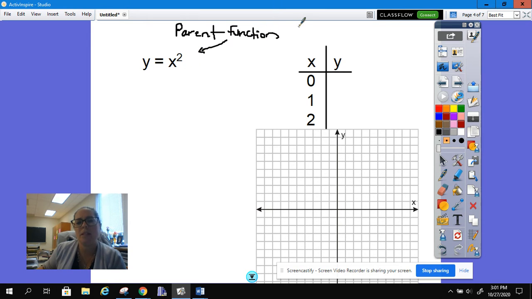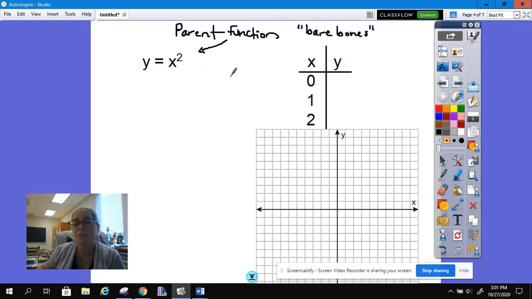And some people say that this is the bare bones equation, where there is nothing to it except for what makes this a quadratic function, which is the square. So when you're lacking anything else, and it's just the exponent or symbol that makes a function what it is, that is called the parent function. Now, each parent function has a different graph. This graph, we know, looks like a parabola or a U shape.